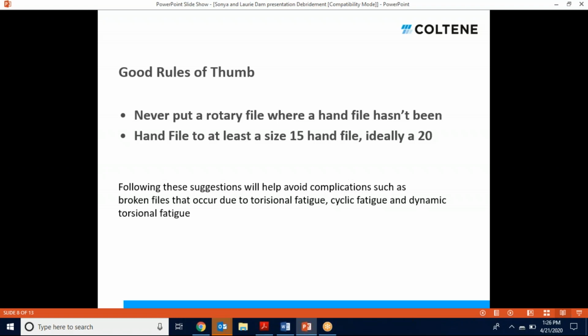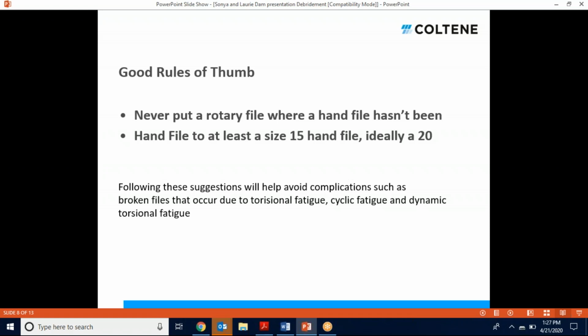All right, thank you. So as Sonia just said, hand files can vary by the manufacturing process, design, cross-section, length, handle design. So there's a lot of variations. K files, again, are going to be the most popular, what you see doctors using the most of, but the point is whichever hand file they choose is just that they are using hand files. So a good rule of thumb is never put a rotary file where a hand file hasn't been. So that's a little golden endo rule.